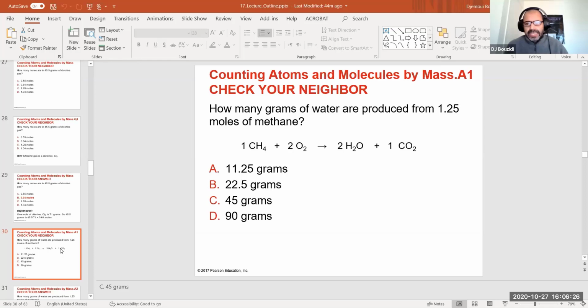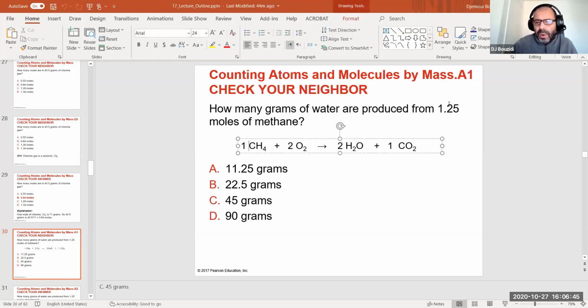So here is the idea. 1 mole of methane gives me 2 moles of water, and 1 mole of water is 18 grams. So 2 moles of water are 36 grams. But I did not bring 1 mole of methane into this equation. I brought 1.25 moles.